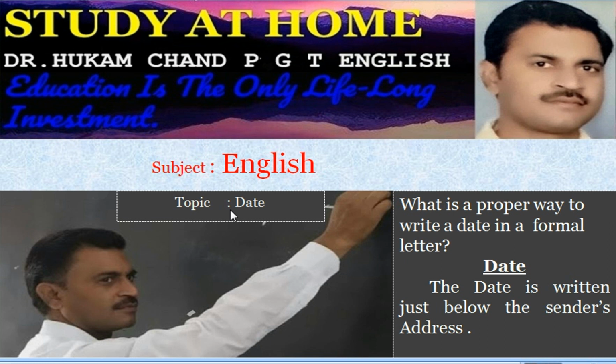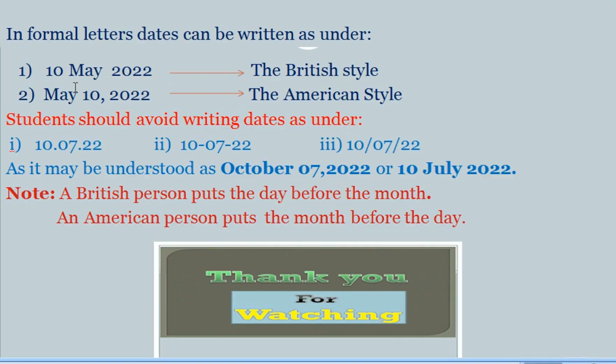Today my topic is date. What is a proper way to write a date in a formal letter? Date. The date is written just below the sender's address. In formal letters, dates can be written as under. There are two styles, the British style and the American style.